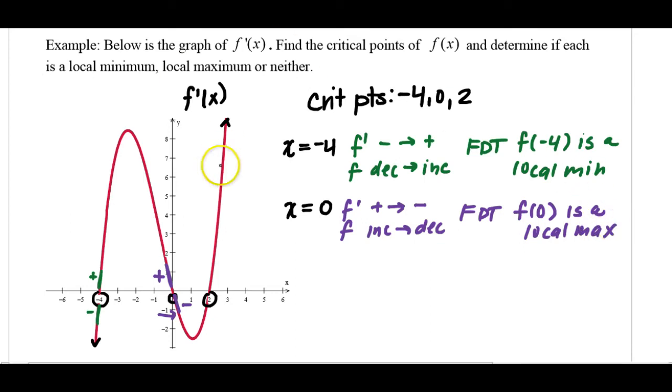And then we're finally going to analyze what's happening at 2. So at x equals 2, if we take a look at the function from left to right, we start out below the x-axis and then switch to above the x-axis as I move from left to right. So f prime changes from negative to positive.